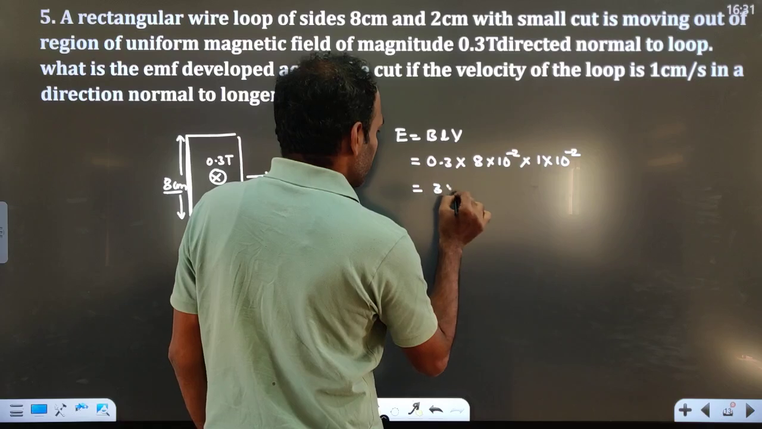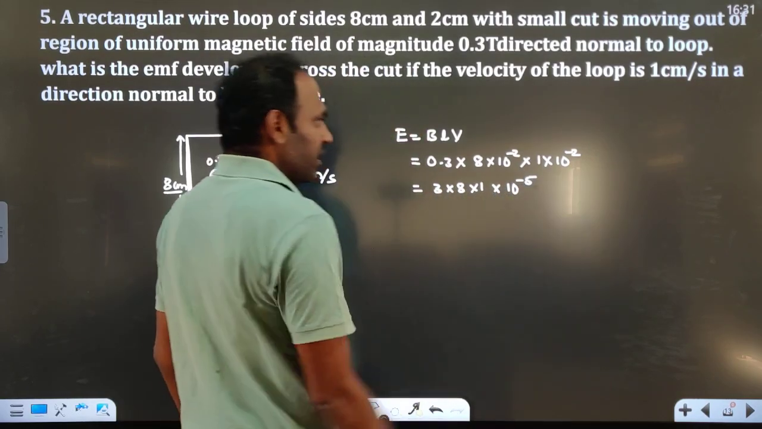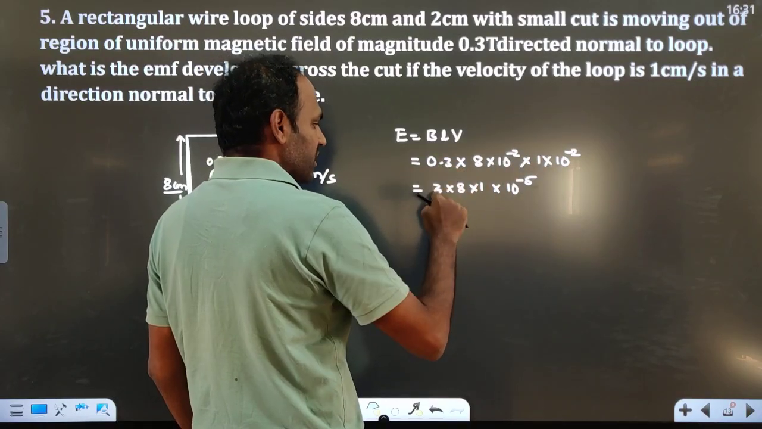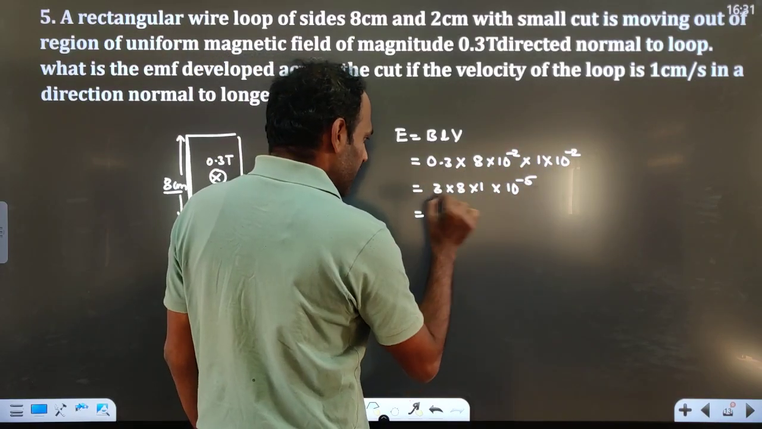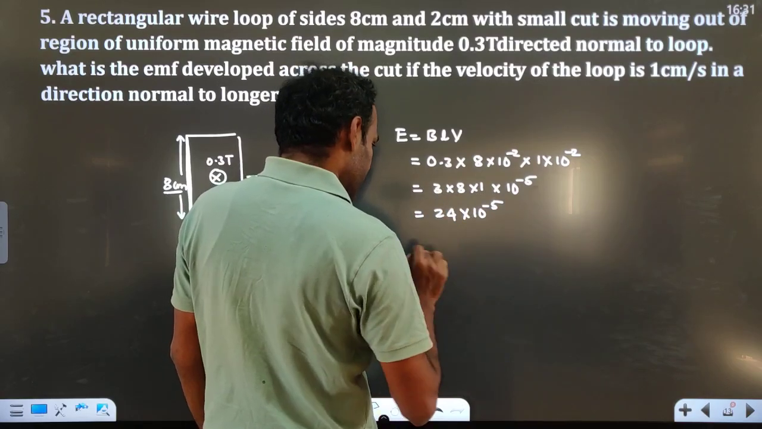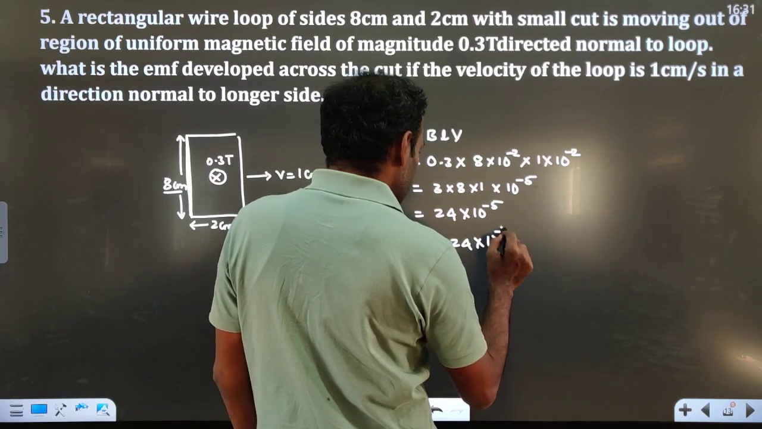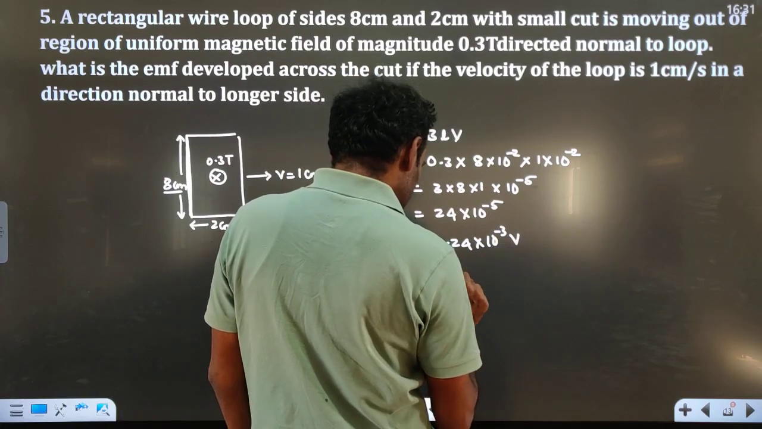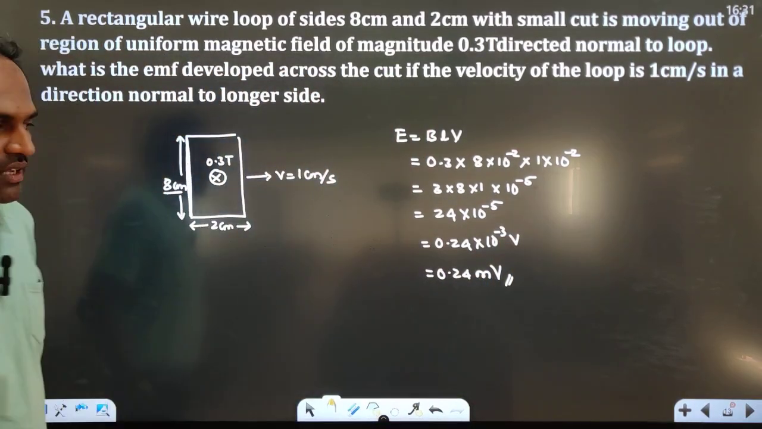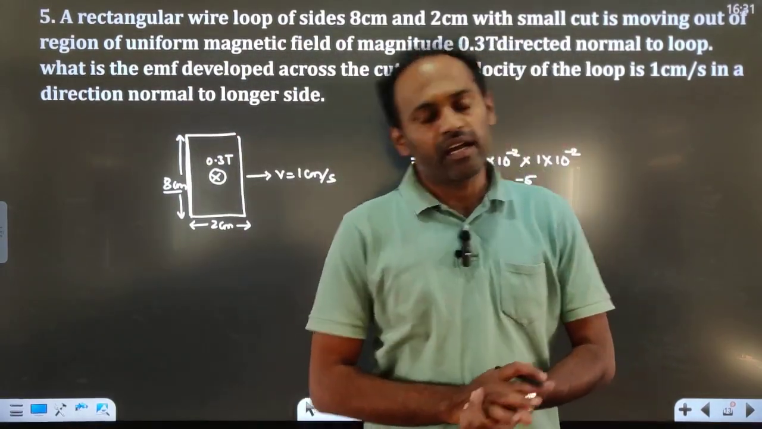Otherwise, 3 into 8 into 1 into 10 to the power minus 5. 10 to the power minus 2 into 10 to the power minus 2 will be minus 4, and with the 0.3, the 3 taken, it is minus 5. So 3 into 8 will be 24 into 10 to the power minus 5. So I can write it as 0.24 into 10 to the power minus 3 volts, or simply I can write it as 0.24 millivolts. So this much will be the EMF induced, right? So that's all about the important 3-mark numericals from electromagnetic induction.